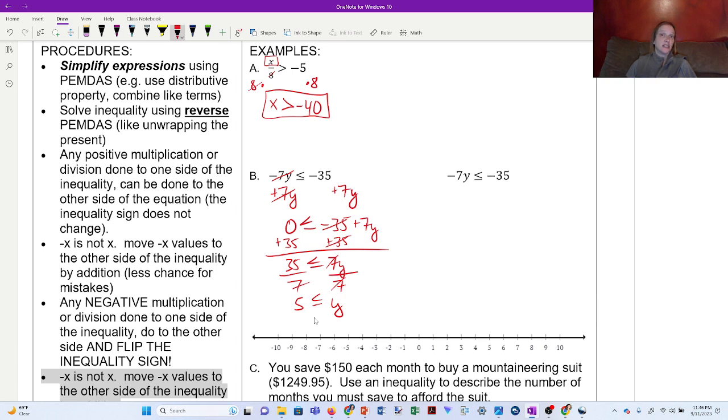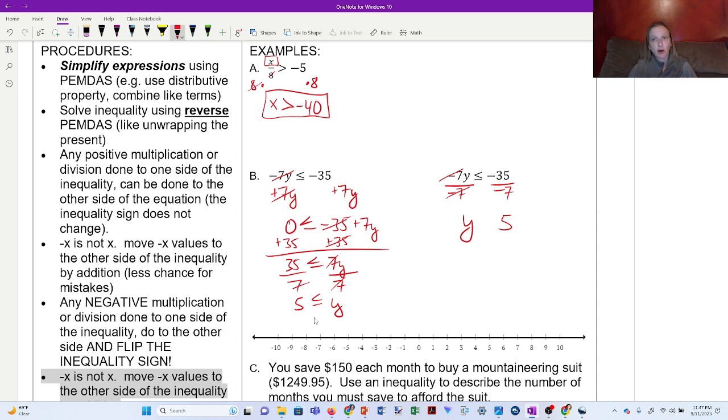Let's look at doing this a different way. Let's look at this using multiplication or division of a negative number. So here I have negative 7y. You may have asked yourself, if y is being multiplied by a number, why don't I just divide that number away and see what happens? When I divide both sides by negative 7, I have y on the left side of the inequality, and negative 35 divided by negative 7 is positive 5 on the right side.